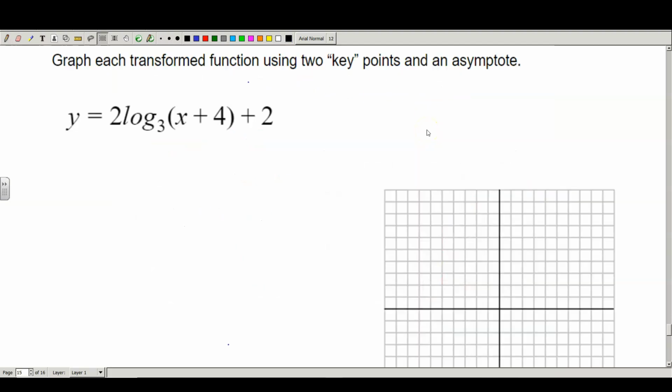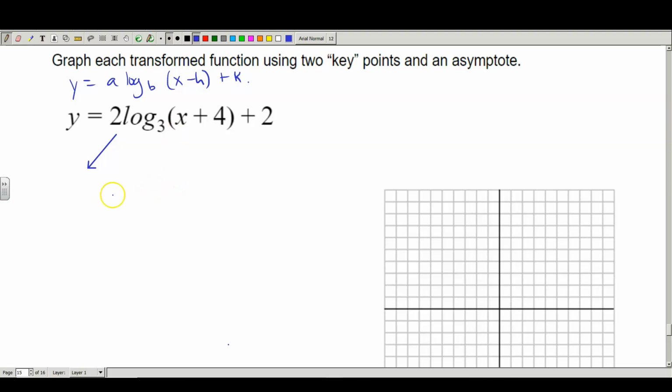All right, if you feel like you got your graphing down, you can skip over this question, but if you want just one more practice with these graphs, we'll do one more here. So again, we're going to graph this function using 2 key points and an asymptote. So we're going to make 2 key points from this general form. Remember, the general form looks like this: y equals a times log base b of x minus h, and we have a k there.